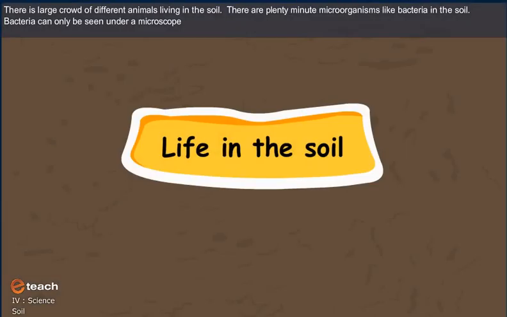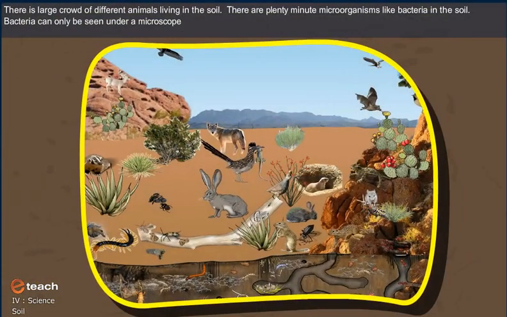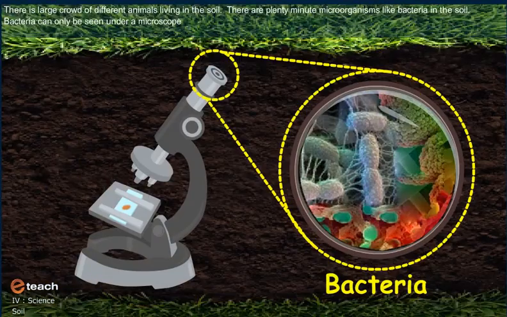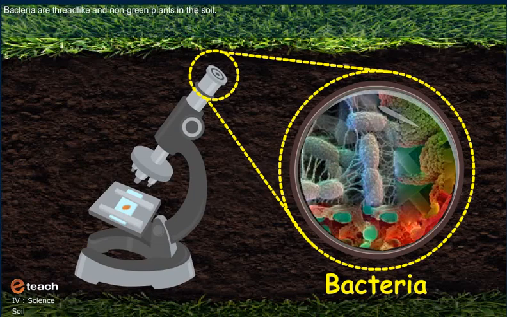There is a large crowd of different animals living in the soil. There are plenty of minute microorganisms like bacteria in the soil. Bacteria can only be seen under a microscope. Bacteria are thread-like and non-green plants in the soil.